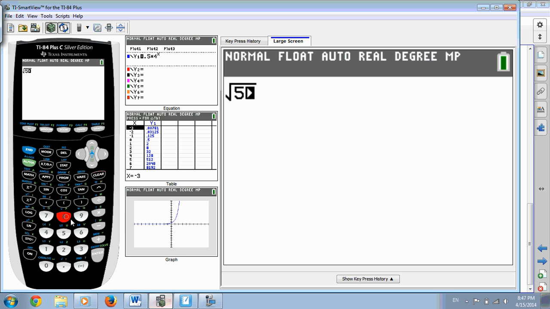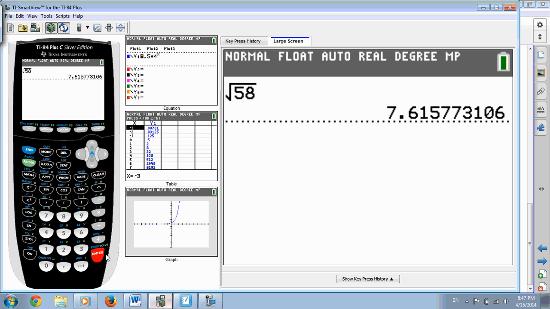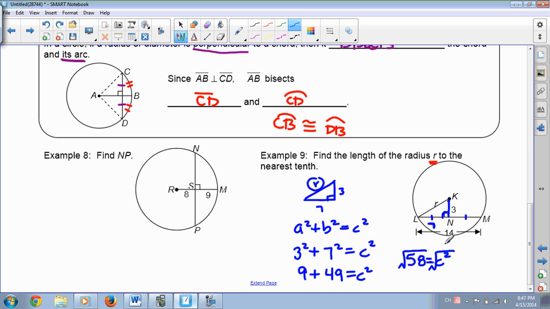The square root of 58 is 7.6157, and it says to round to the nearest tenth, so only one decimal place. So 7.6 will be our radius of this problem.